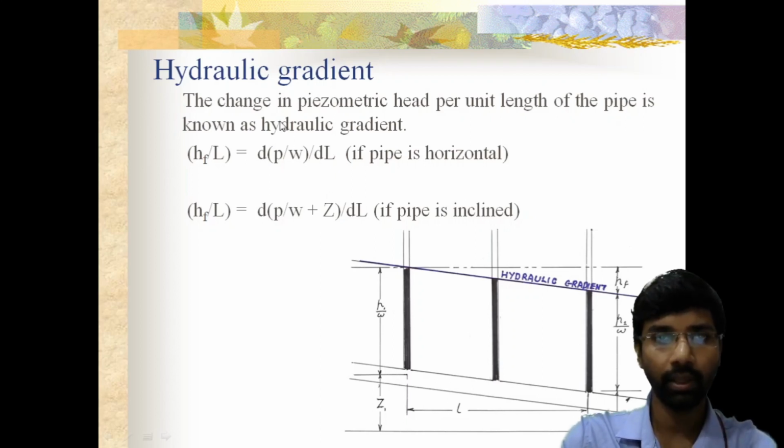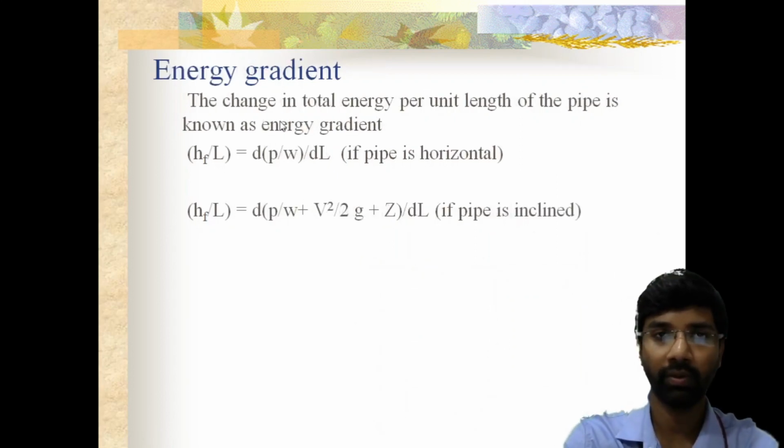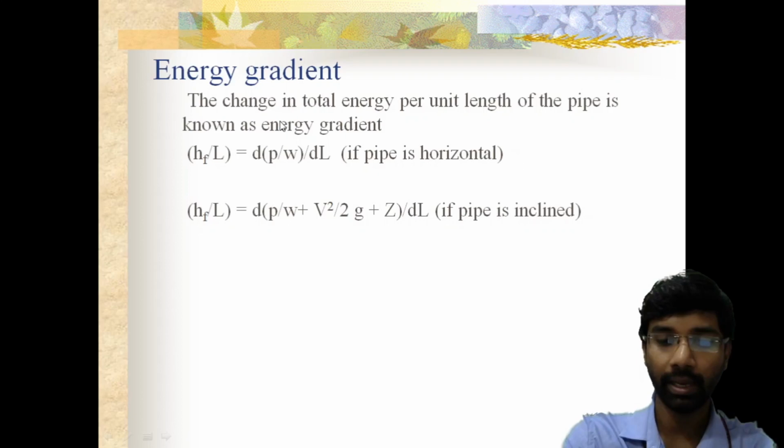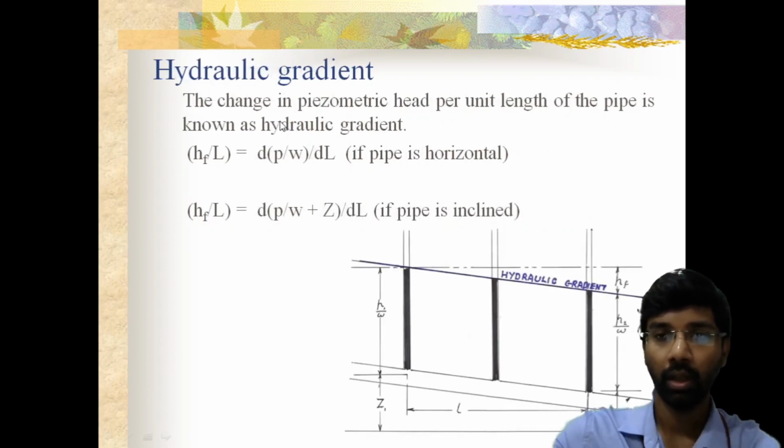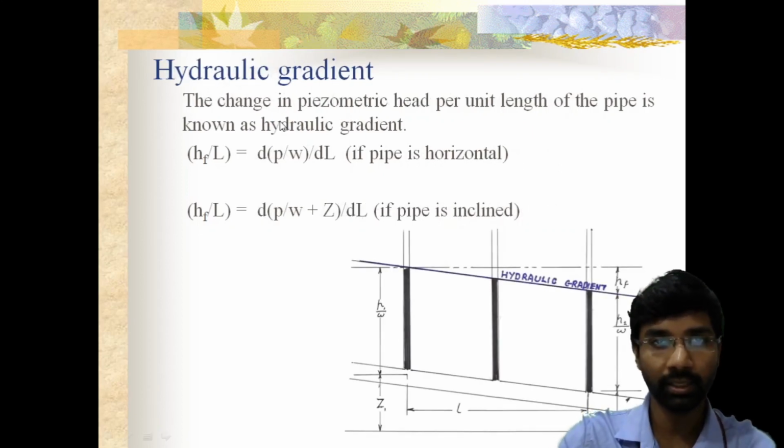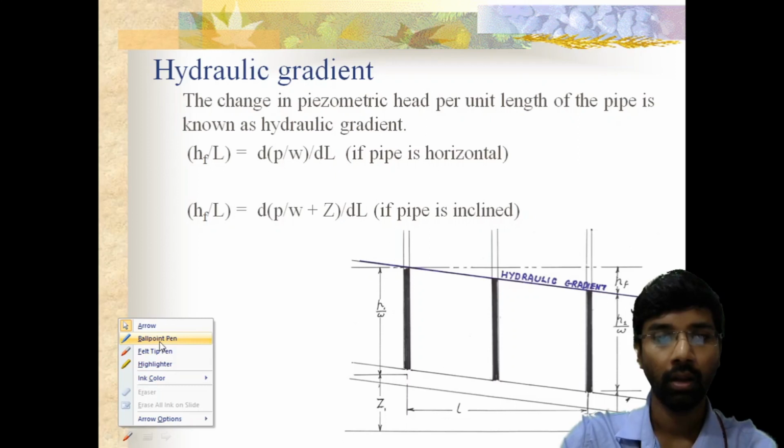It is simply defined as the change in piezometric head per unit length of the pipe. If you observe the energy gradient, it is also the same: the change in total energy per unit length of the pipe. See, energy will surely vary, and you have already identified that energy variation while drawing the hydraulic gradient line and energy gradient line, right?